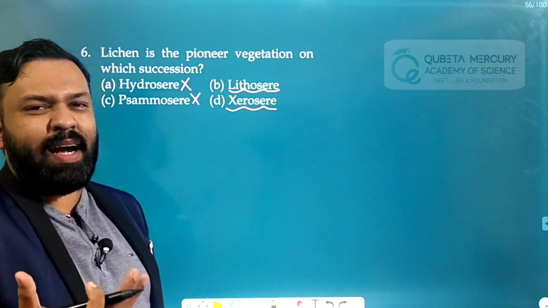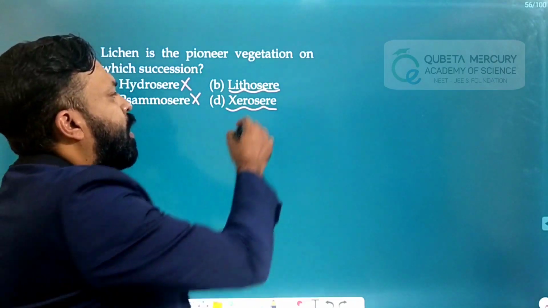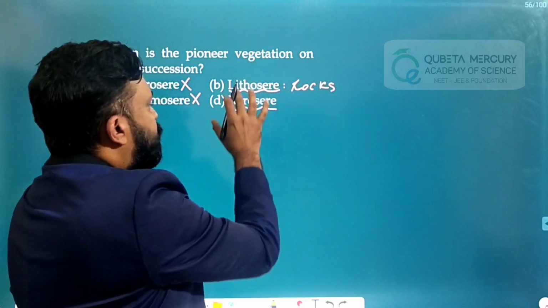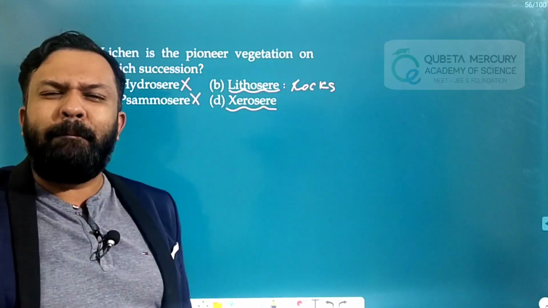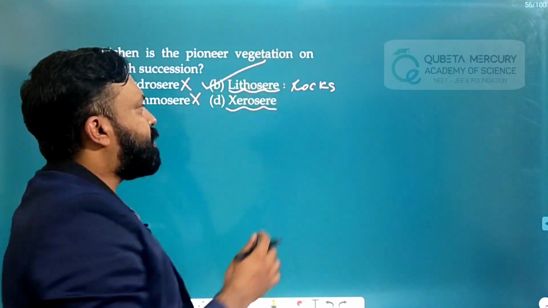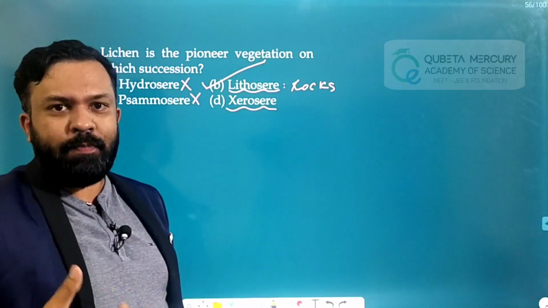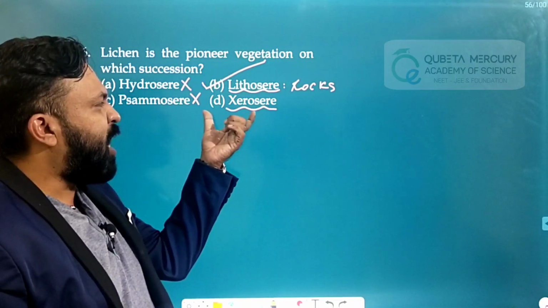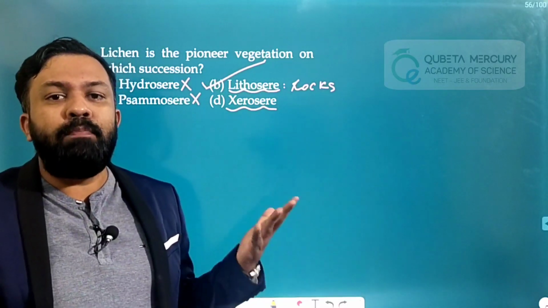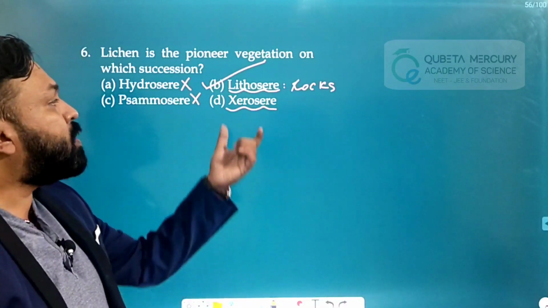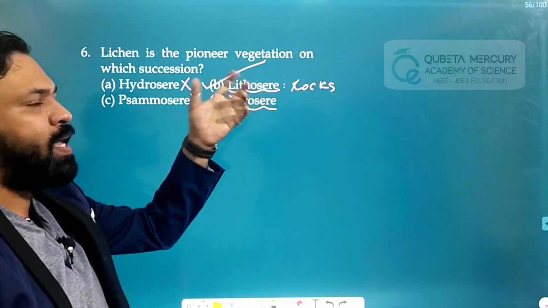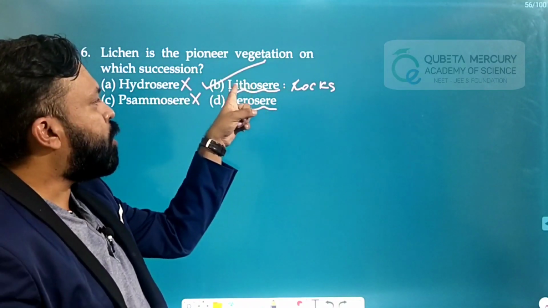Okay, the succession that starts in a dry area is said to be the Xerarch, and Lithosere means the succession that begins on rocks. Right, so these two options are more or less okay, but the best accurate option is Lithosere. That means the succession on rocks. That's a kind of Xerarch. That is a type of Xerarch succession. Xerarch succession means the succession that begins in a dry area. A special type of Xerarch succession is Lithosere, where the succession begins on rocks. So the priority goes to Lithosere.